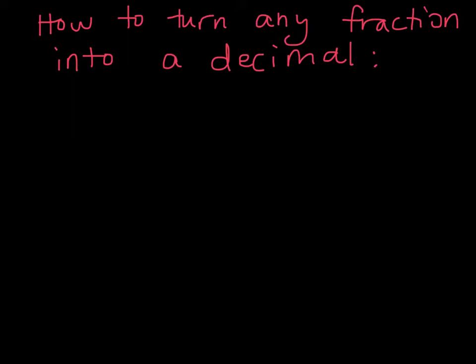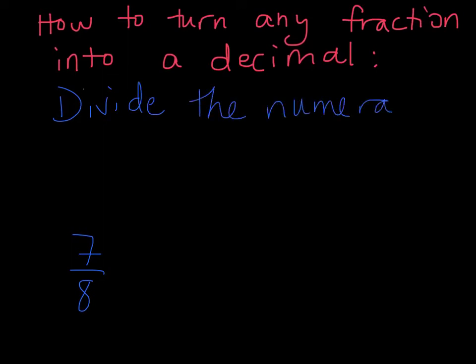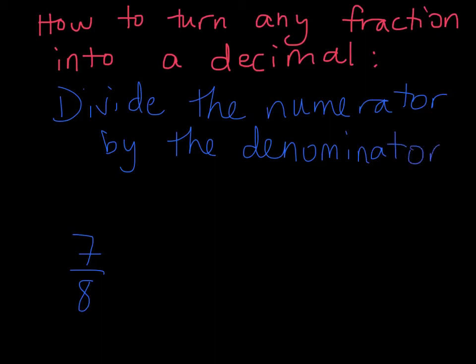So for example, if I have 7/8, my rule to turn any fraction into a decimal is divide the numerator by the denominator. So in this case, I'm going to take 7 and I'm going to divide it by 8.